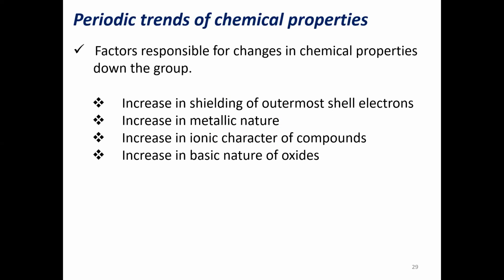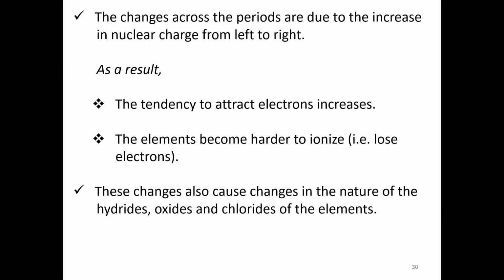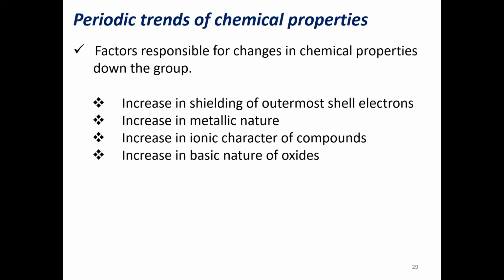We're not going to go in deep, we're just going to look at the factors responsible for the changes in chemical properties down the group. Then we also look at the chemical properties across the period. But first of all, we look at the chemical properties down the group. First here, one of the factors that will affect the chemical properties down the group is increase in shielding of outermost shell electrons.